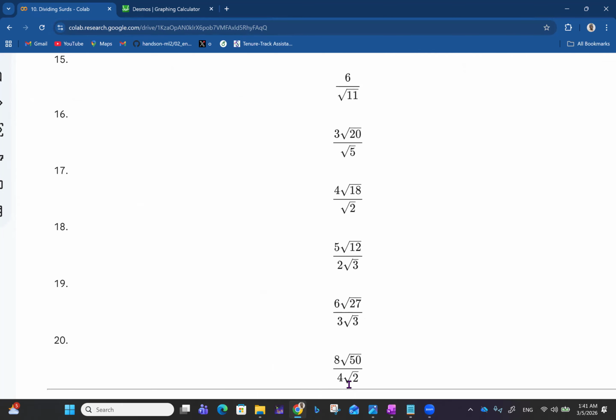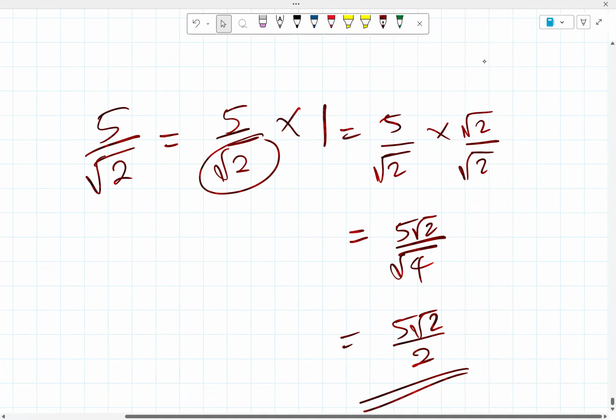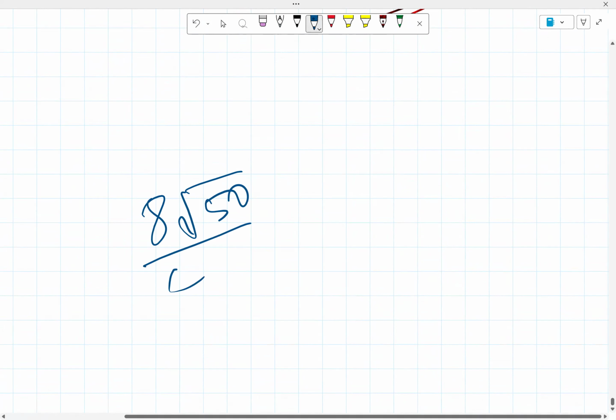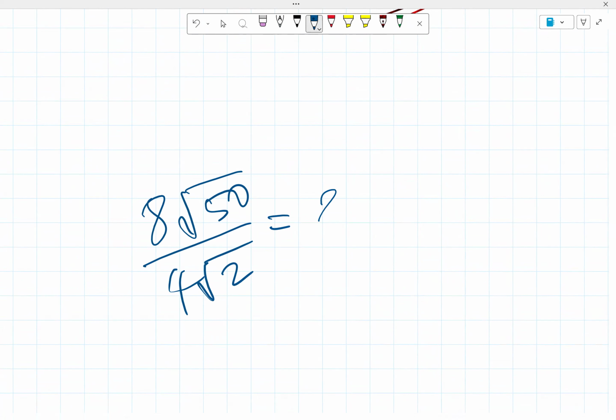Okay, well, let me just do this other one like this. So 8 over 4 times 8 root 50 over 4 root 2. So here we can just have 8 over 2 multiplied by, in short, root 50 over 2.